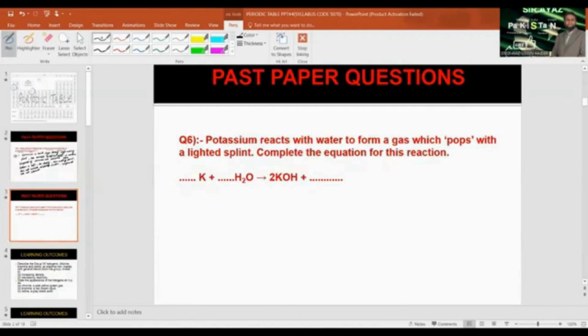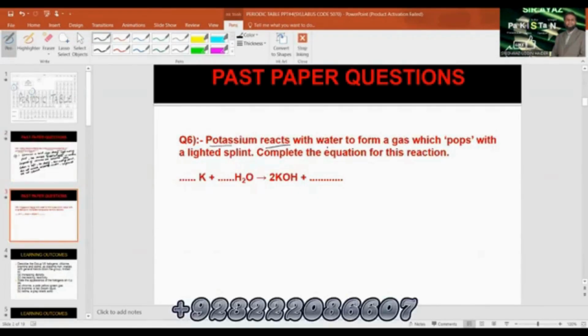Now here's another question. Potassium reacts with water to form a gas, which pops with a lighted splint. Complete the equation for this reaction.